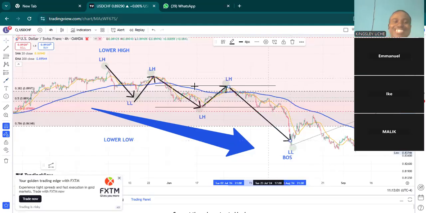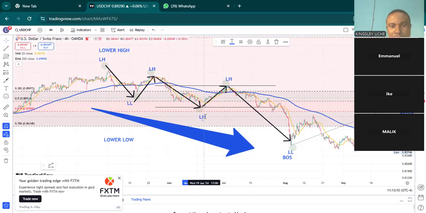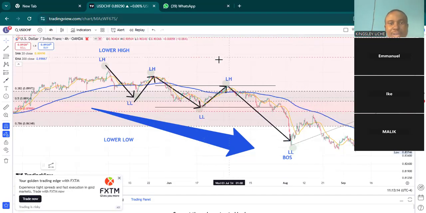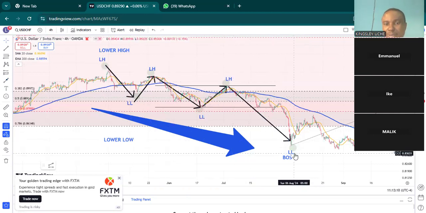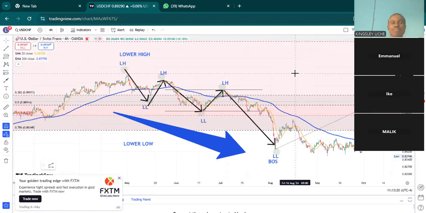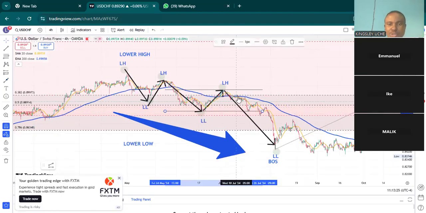You can see it's like a downstairs kind of situation. You can see up, up, down, up, down, up, down. It's a lower low. So now you can see the market came down, went up, came down, went up, and came down, just like the uptrend market. You can see we had two horizontal lines here.